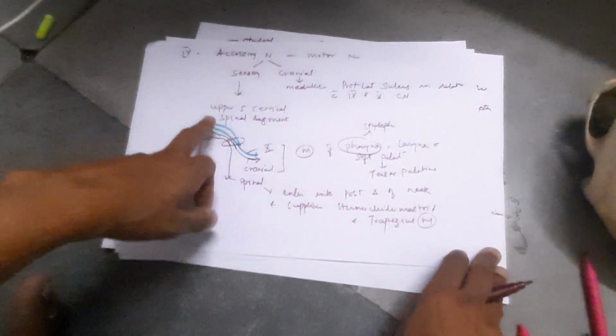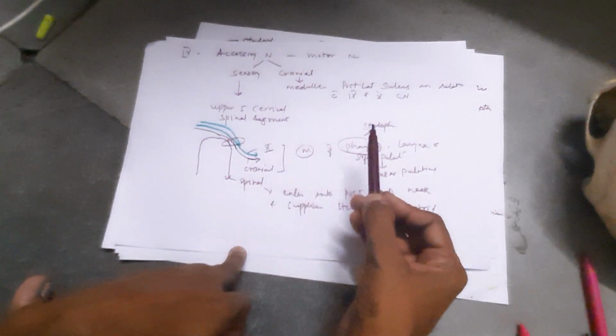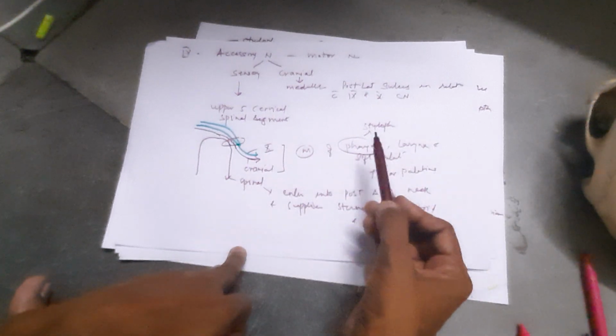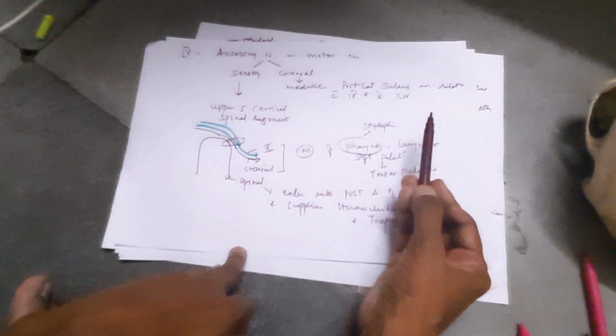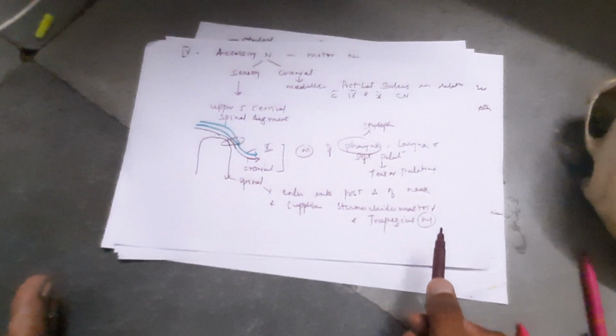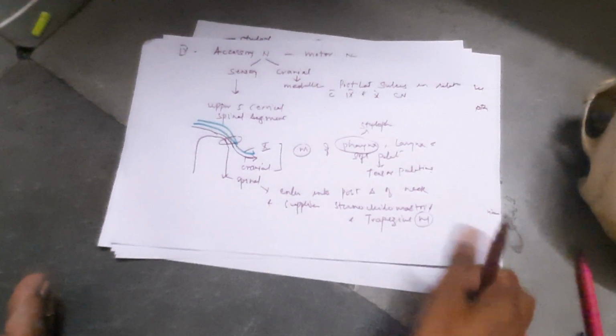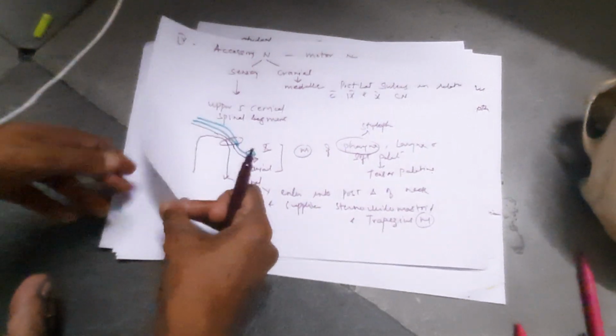And the cranial part of the accessory nerve, what it will do with the vagus nerve, it will supply the muscles of the pharynx, larynx and the soft palate, except stylopharyngeus muscle which is supplied by the 9th cranial nerve, and except the tensor veli palatini muscle which is supplied by the mandibular nerve. So this is about the 11th cranial nerve.